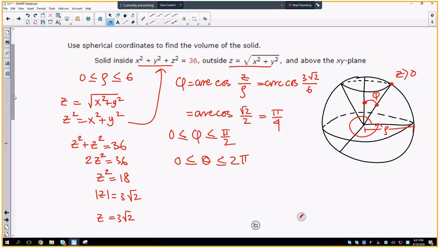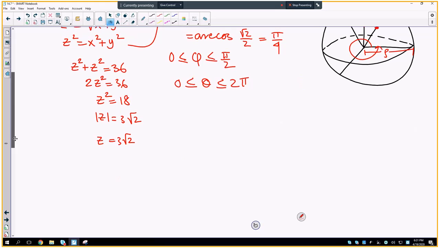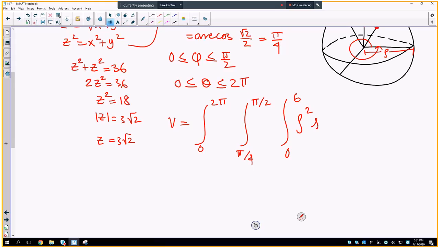What else? We're going to write down the form of the integration, which is going to find the volume. So volume is going to be the integral from 0 to 2 pi, with integration with respect to theta at the very end. Then pi over 4 to pi over 2 is the limit for phi. And finally, 0 to 6 is the limit for rho. Then remember, I always need rho squared sine phi. That is the term that I get from the Jacobian in the spherical coordinate system. And then I do d rho, d phi, d theta. That's my order of integration.